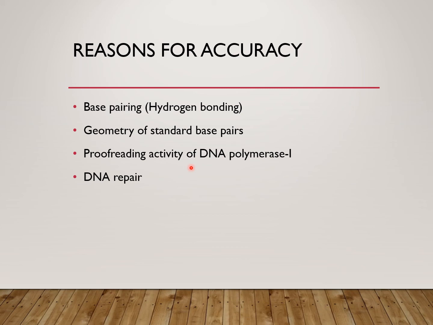Cross-checking means the enzyme itself has units which cross-check whether the nucleotides added are correct or wrong. And if wrong, a few enzymes have an ability to correct it. That is called proofreading activity. And after the proofreading also, if a mistake remains by chance, then there is a mechanism of DNA repair.